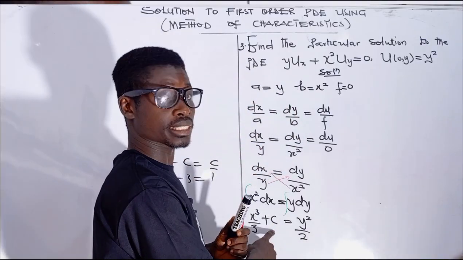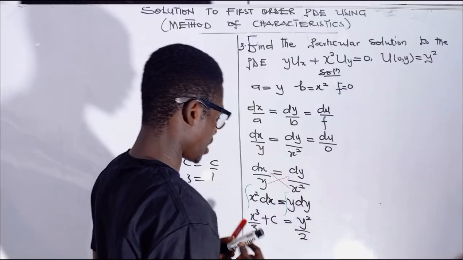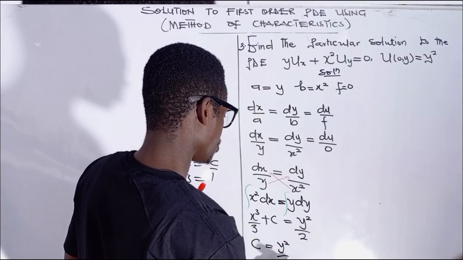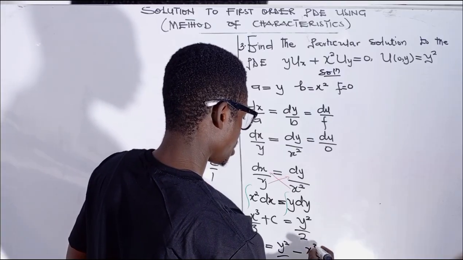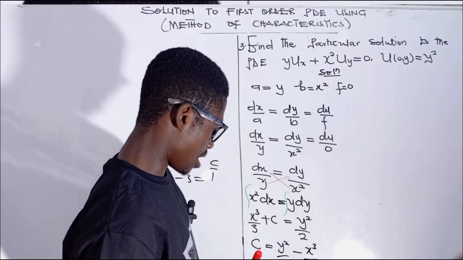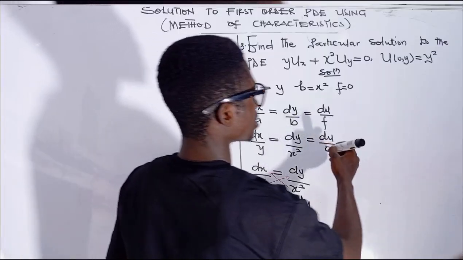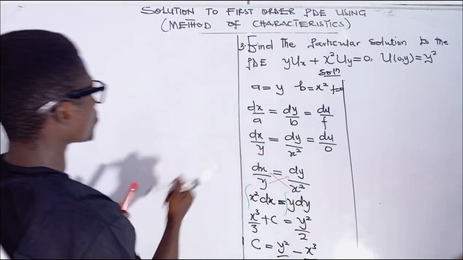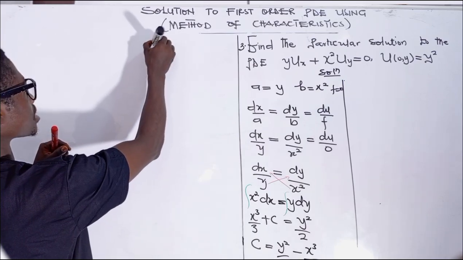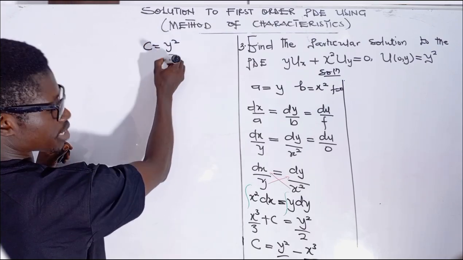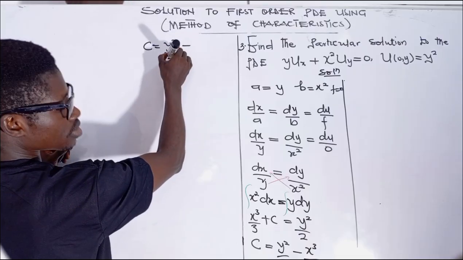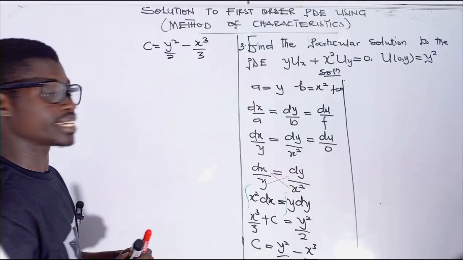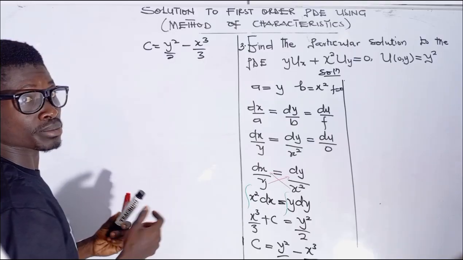So let's make the constant the subject by sending this to the right hand side. So we'll be left with our c is equal to y squared all over 2 minus what? x cubed all over 3. Let's continue from this side. So from here we have our c is equal to y squared minus what, over 2 minus x cubed all over 3. Now let's do away with the denominators, okay, by multiplying through by 6.